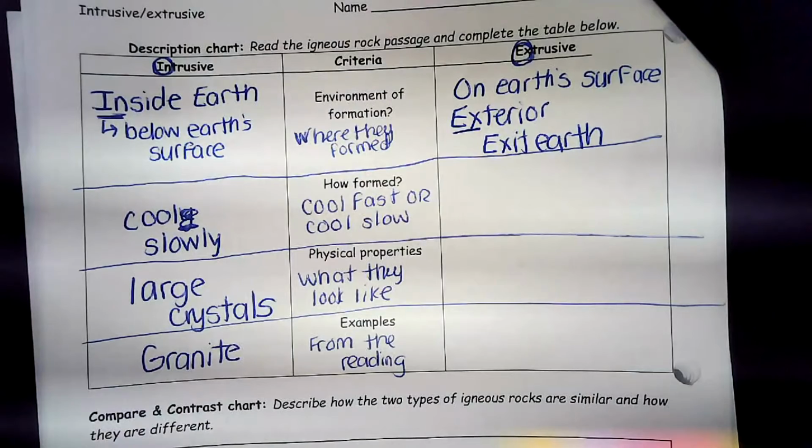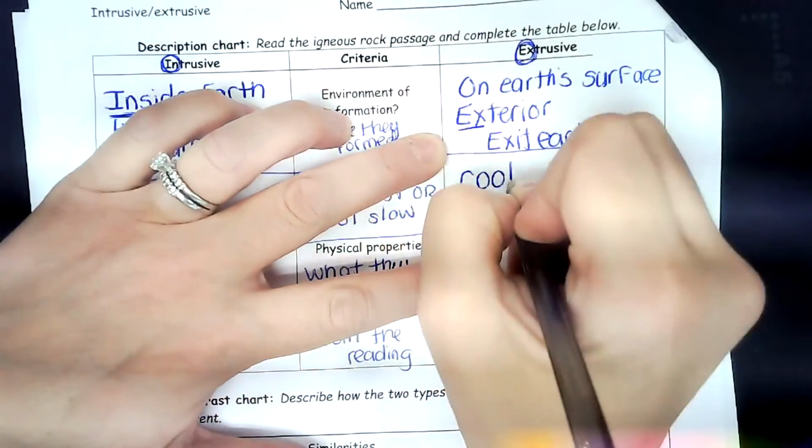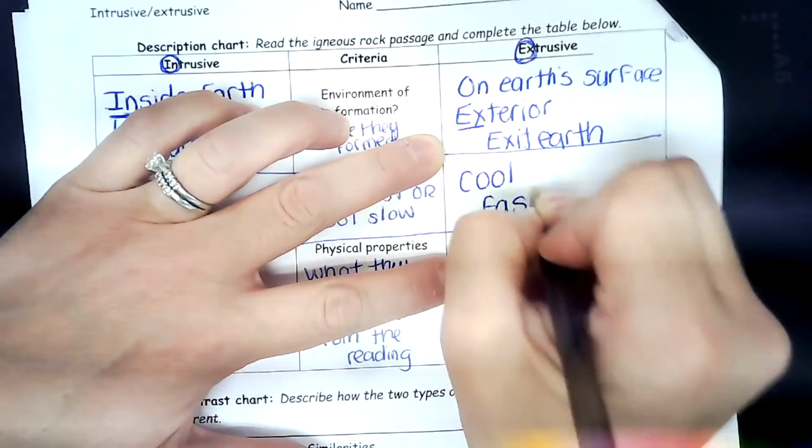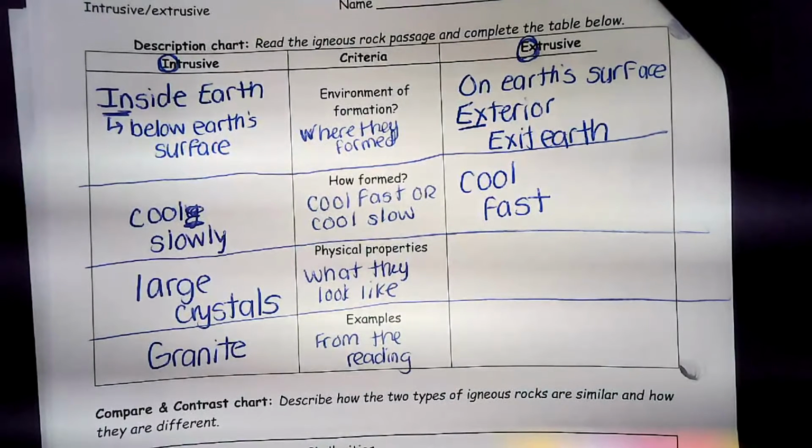Because they form on the Earth's surface, how do they cool? Cool fast, or rapidly. It's cold on the Earth's surface. Even 100 degrees is a lot colder than molten lava. Hopefully you've all seen pictures of when lava hits water. If you haven't, maybe I'll pull up a video of it tomorrow to see what it looks like in Hawaii when the volcano starts erupting. That lava starts to cool almost immediately.